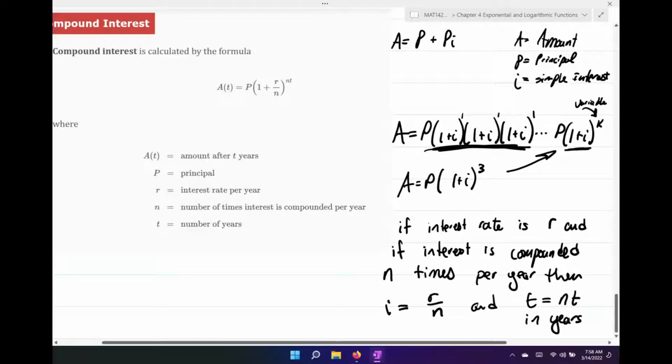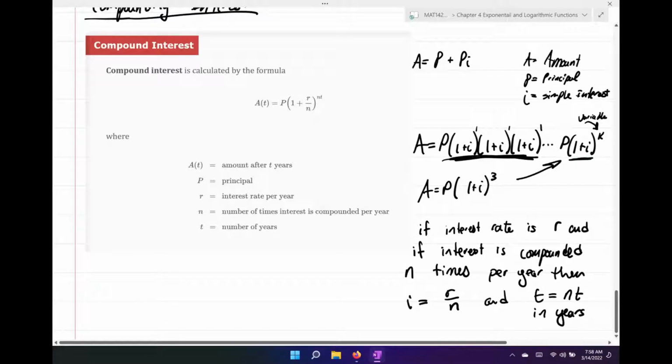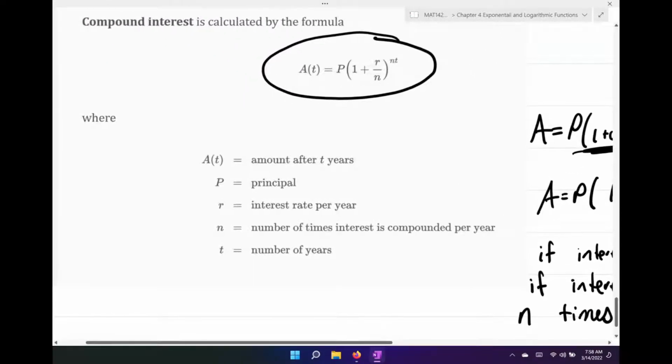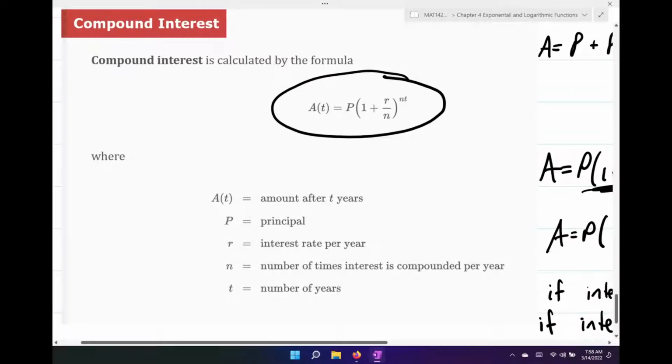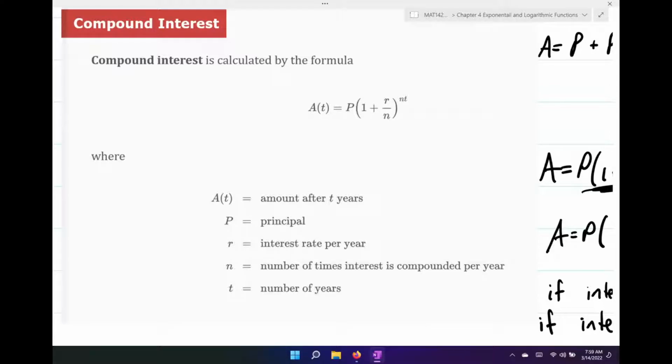So basically, what ends up happening is you get this formula over here on the left. And I'm going to zoom in here so we can all see it. So this is compounding interest. A of T equals P times 1 plus R over N to the NT power. Where A of T is the amount after T years, P is the principal, R is the interest rate, N is the number of times interest is compounded per year, T is the number of years. Now, I will highlight this one thing because this is really going to play a major role here.